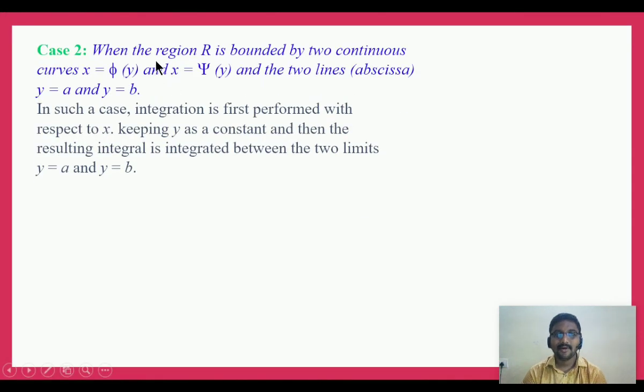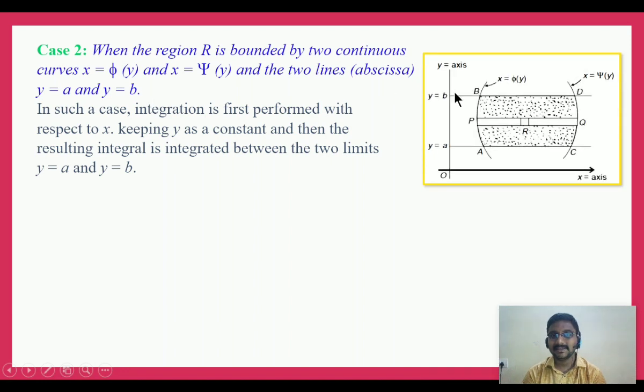Case 2. When the region R is bounded by two continuous curves x equal to phi of y and x equal to psi of y, and the two lines y equal to a and y equal to b. So it is the rough sketch of the region. These are the two curves, x equal to phi of y and x equal to psi of y, and the two lines are y equal to a and y equal to b. These lines are parallel to the x axis.